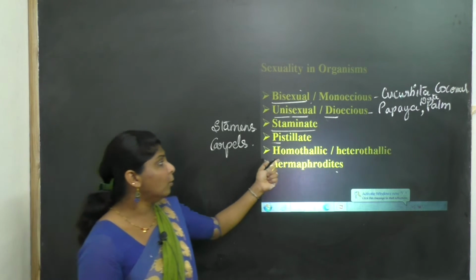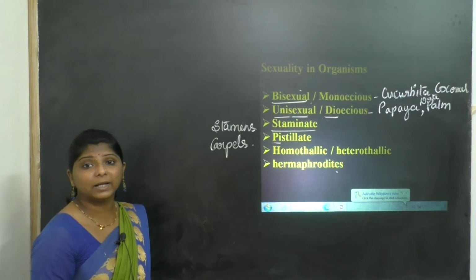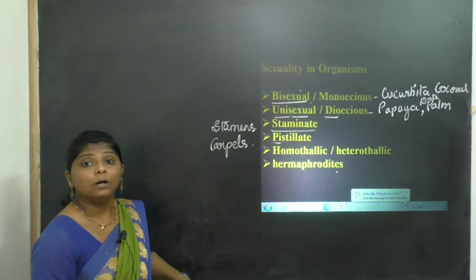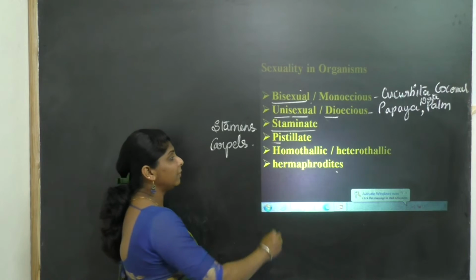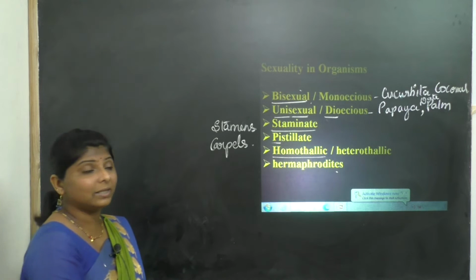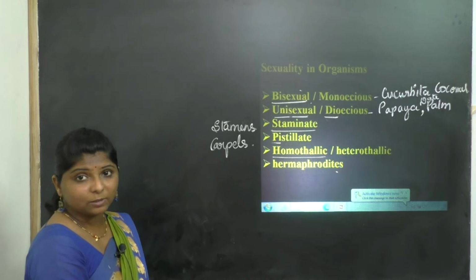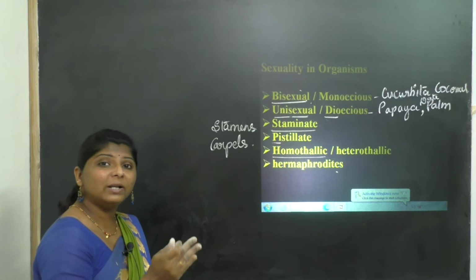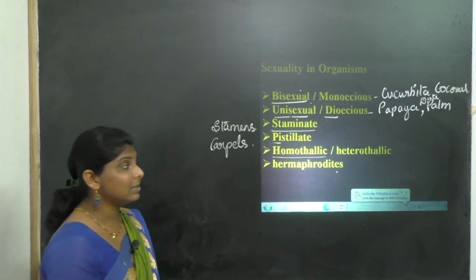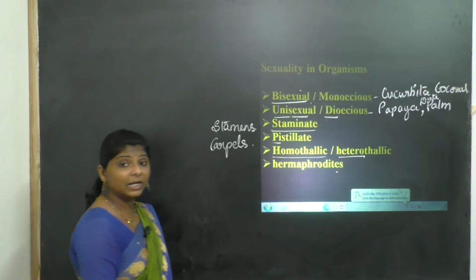Okay, so this homothallic and heterothallic condition is said in algae and fungi. In algae and fungi we do not say bisexual; instead, homothallic and heterothallic. If male and female reproductive structures are in the same thallus, the same plant body, it is called homothallic condition. If male and female gametes are produced in different thallus, male reproductive structure in one thallus and female in another plant body, then we call it heterothallic condition.